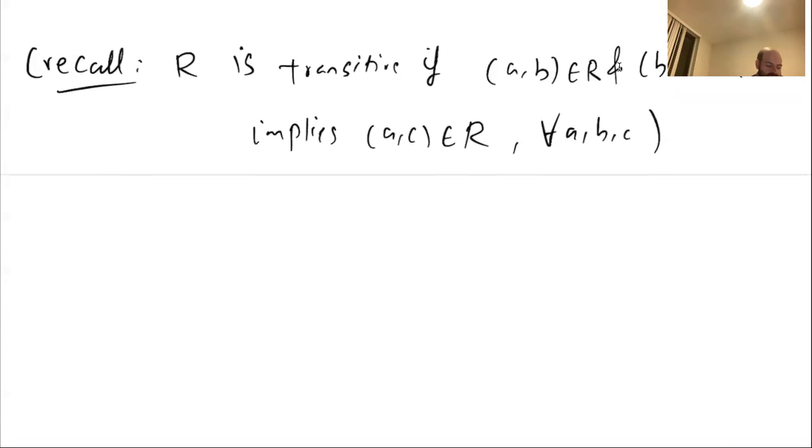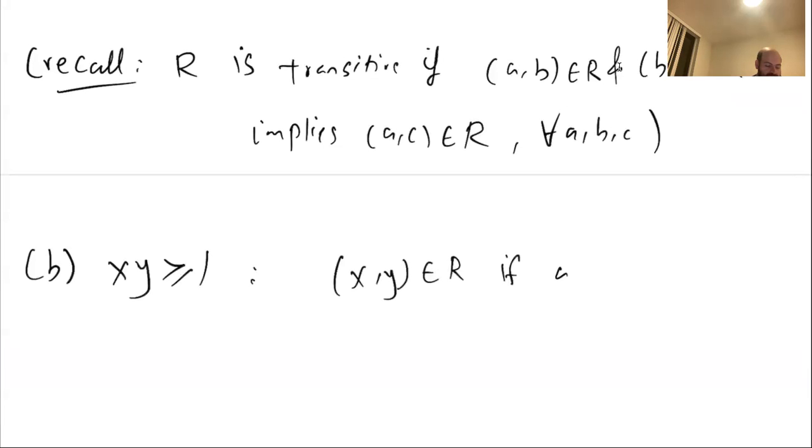Okay, so this was part A. Let me do one more part, let's say part B. x, y bigger than or equal to 1. So we are saying that (x, y) belongs to R if and only if x times y is bigger than or equal to 1.